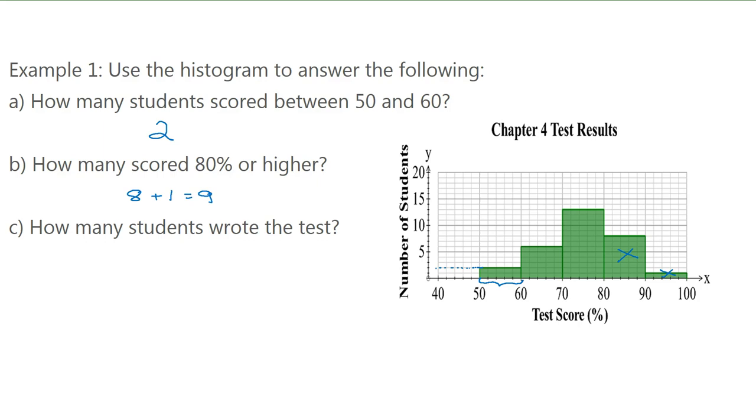Now, how many students wrote the test? Well, to do that, we have to add together all 5 different bins. Between 50 and 60 there were 2 students. Between 60 and 70 there are 6 students. Between 70 and 80 there's 13. And we know the last 2 are 8 and 1. So altogether there were 30 students who wrote the test.